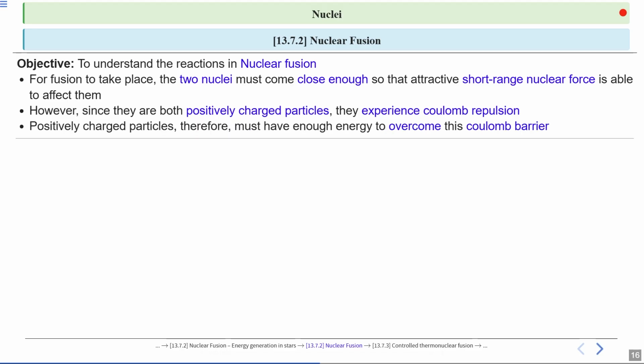So for fusion to actually take place, the nuclei must have enough kinetic energy to overcome this Coulomb barrier. This is the energy needed to push through the electrostatic repulsion. In stars, this is achieved because the temperatures are extremely high, giving the particles enough speed.